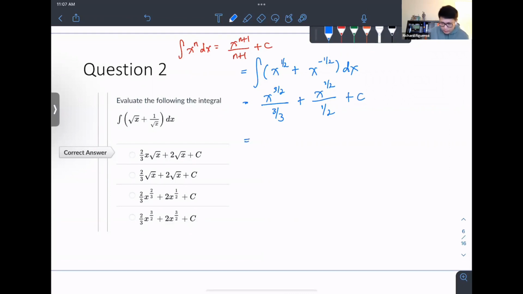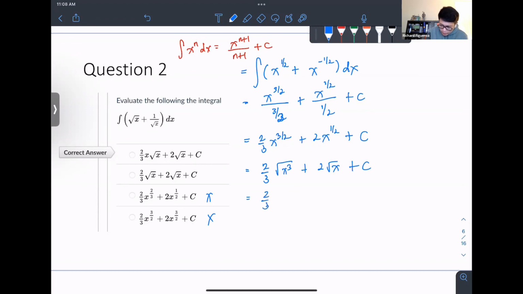However, since this is multiple choice, we have to resemble the given choices. Using the reciprocal of 3/2, that would become 2/3 x raised to 3/2, then plus 2 x raised to 1/2, then plus c. They are not the same, so let's try to make this one in radical form. That would be 2/3 the square root of x cubed, then plus 2 the square root of x, then plus c.